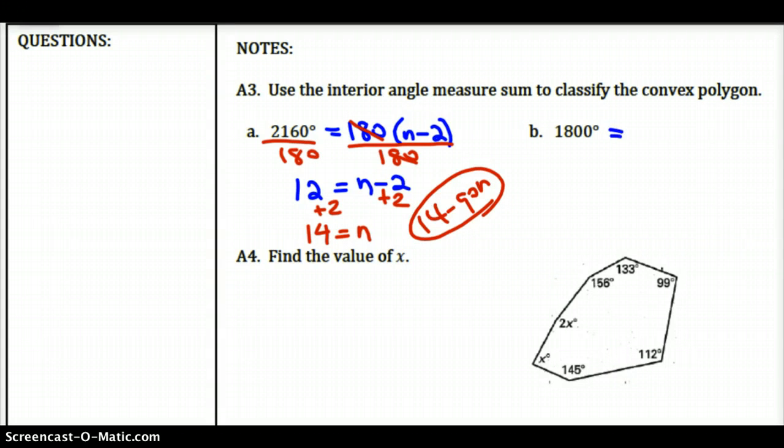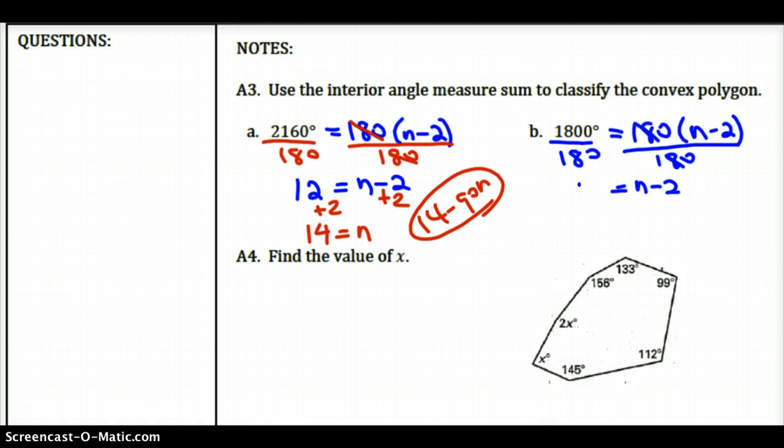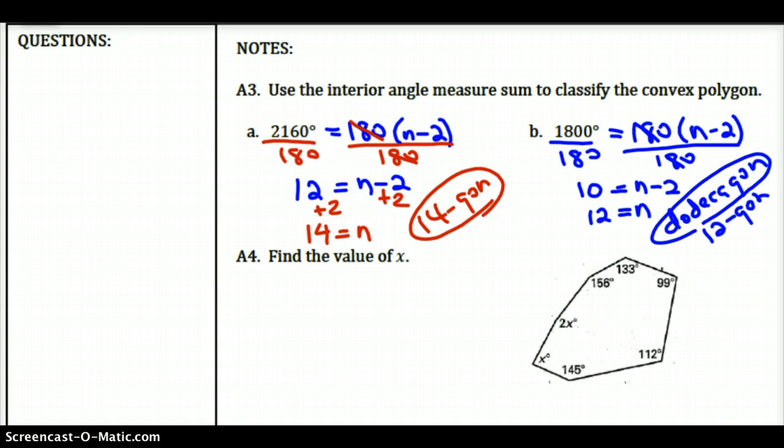Over here we set this equal to 180 times n minus 2, the product. Divide by 180. I'll just do this all in blue here. n minus 2 equals 10. Add the 2 over, and n equals 12. And once we have that, we know that we can call it a dodecagon. Or you could call it, I guess, a 12-gon would be okay. This is the better answer, right there.